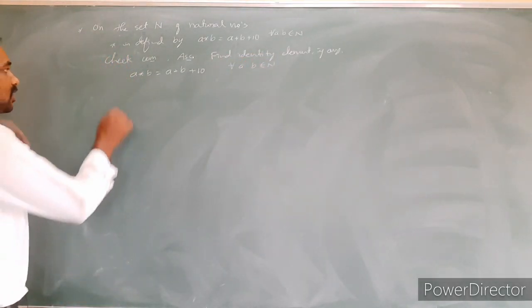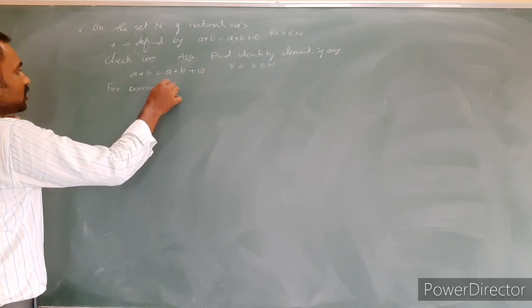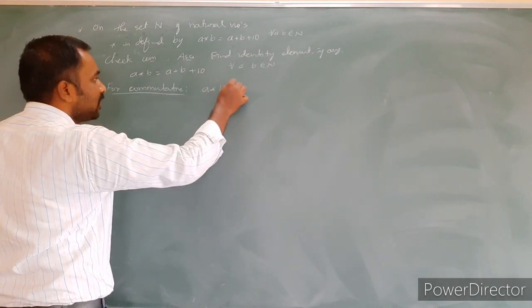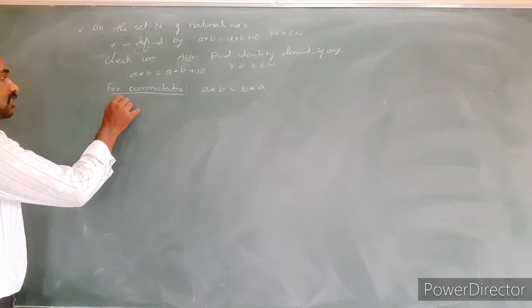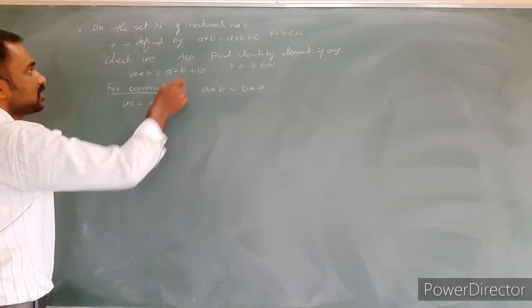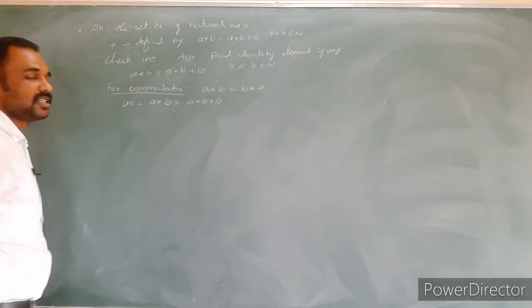Whether it is commutative: for the commutative, what is the commutative definition? Immediately write the standard result. What is the commutative law? A star B must be equal to B star A. Yes. Consider the LHS part. What is the LHS part? A star B. What does A star B mean? A star B is nothing but A plus B plus 10.